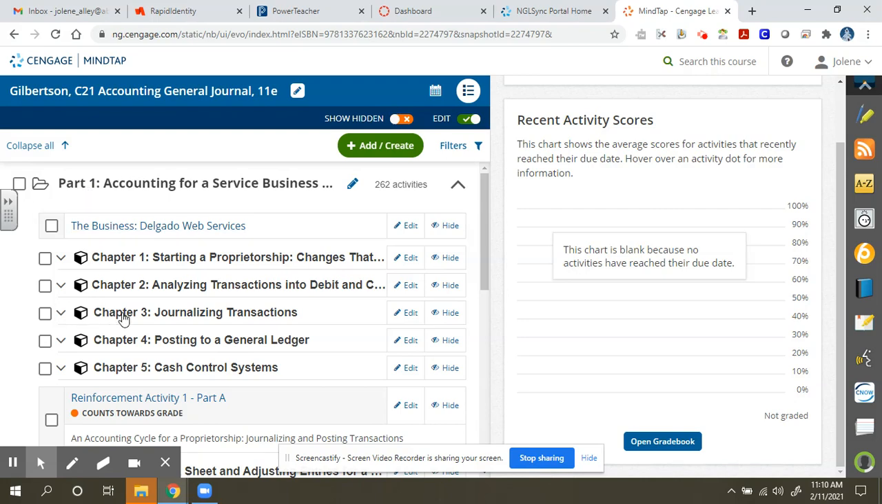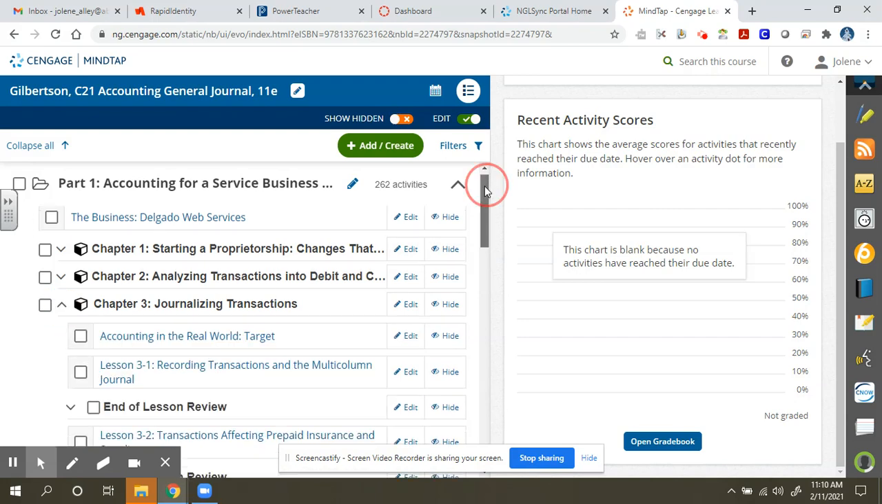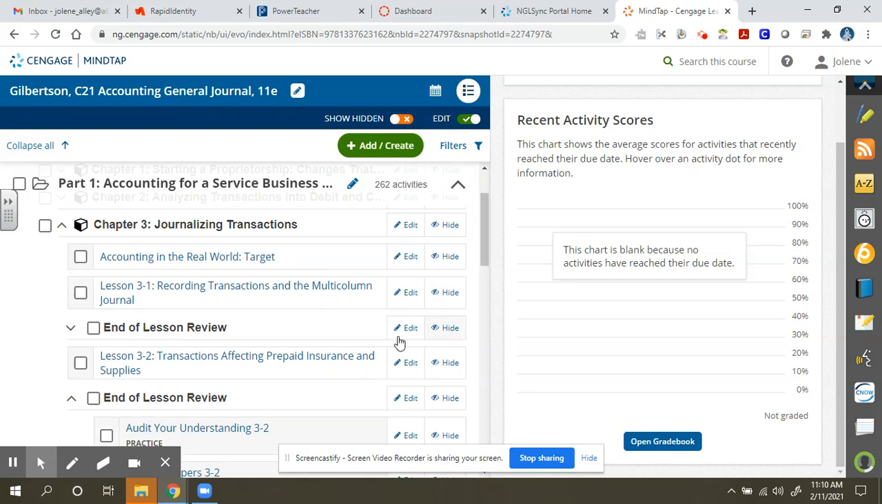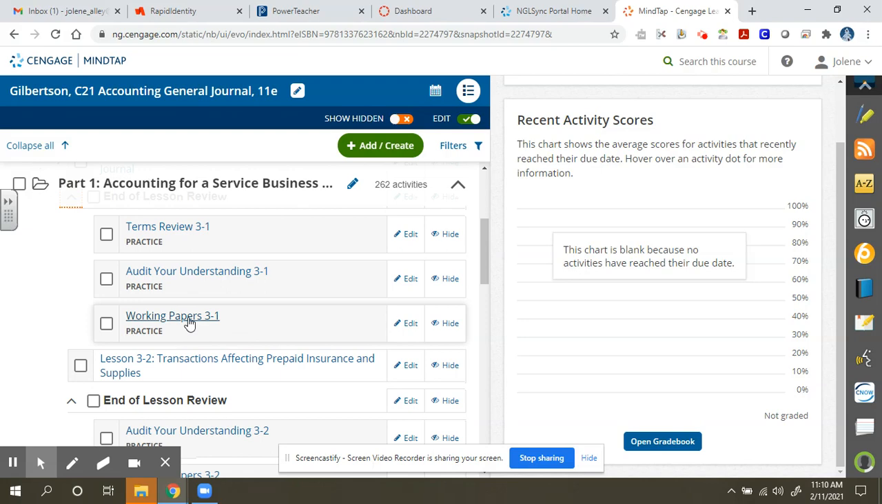We're still in part one of the book in MindTap, and we're going to go to chapter 3. Click the down arrow for chapter 3, Journalizing Transactions. Today we're doing working papers for lesson 3-1 and 3-2. I'm going to open up the end of lesson review under 3-1, and go to working papers.